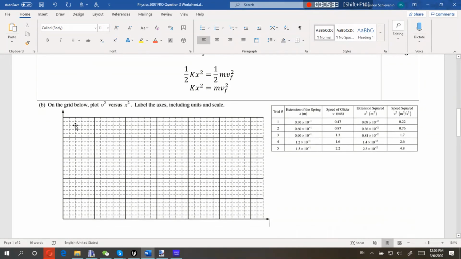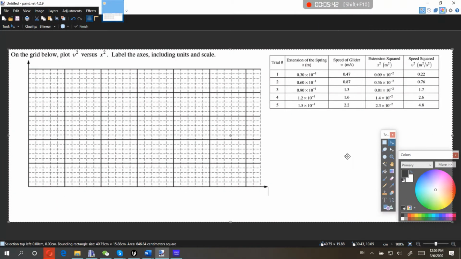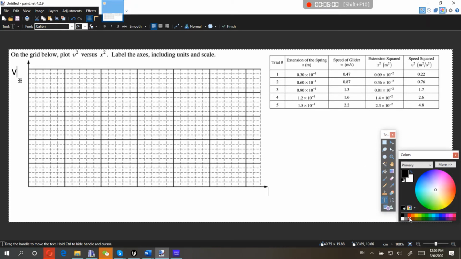Then for the second part, they want us to graph v squared versus x squared, label the axes including the units in the scale, and then we've got the table here. So I'm going to do this in a different program, I think. Let me do axes first. So I'm going to make this one v squared. If this is v squared, what would my units be? Meters squared per second squared. Perfect.